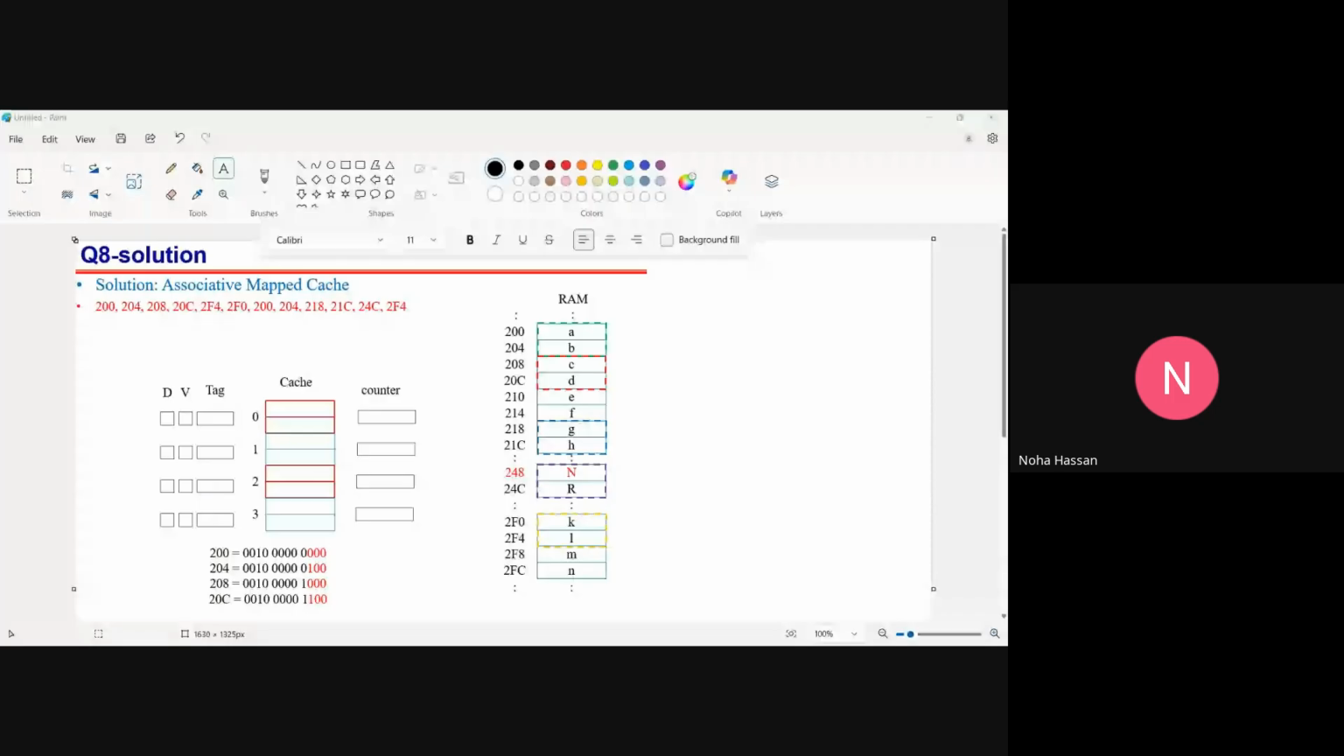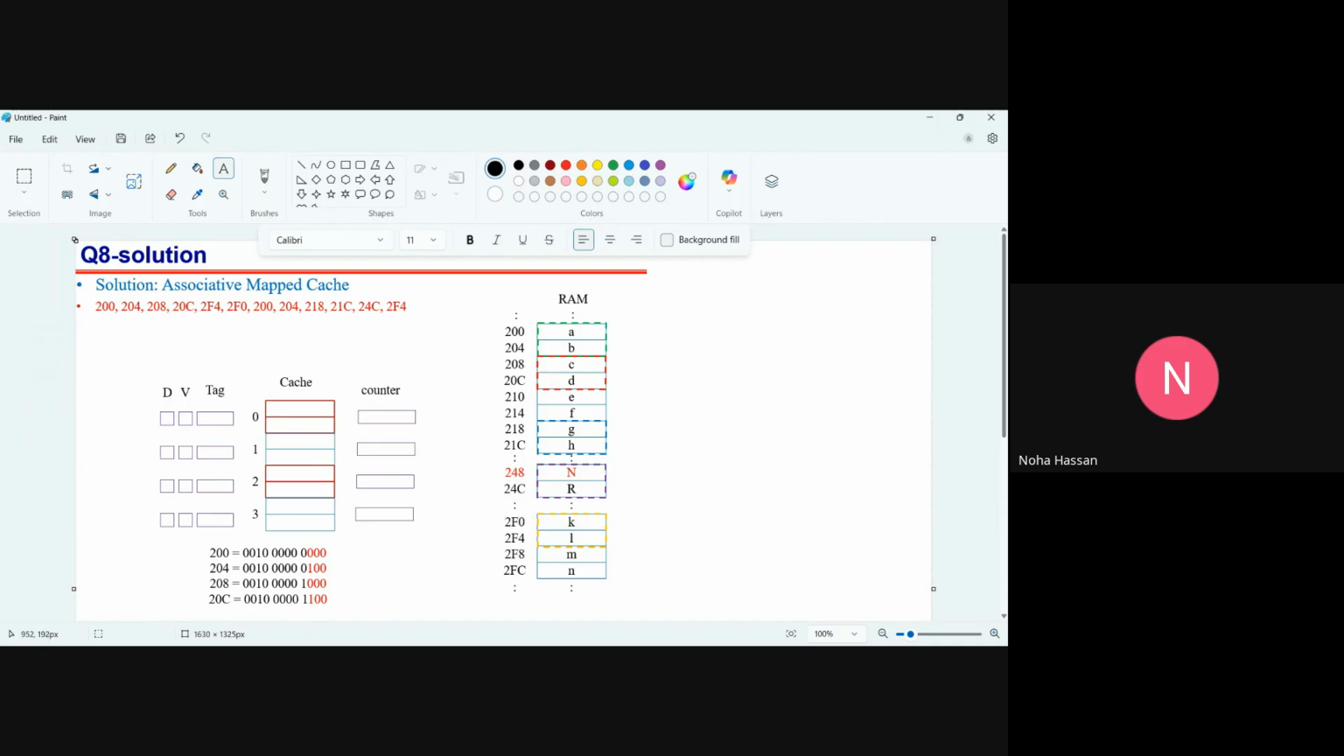Hi everyone. So today I wanted to go over review question number 8, especially the part talking about the associative mapped cache. Before we get started, I want to establish two concepts. The first one is that data is fetched from the RAM by block. Let's say we want to get the data corresponding to address 200. So the entire block will be fetched.